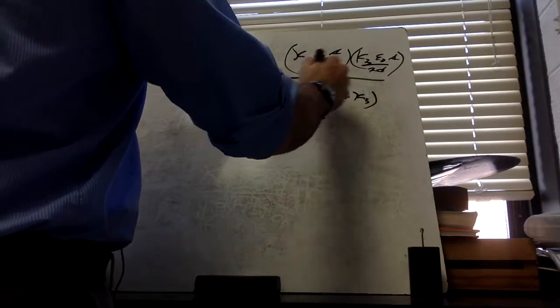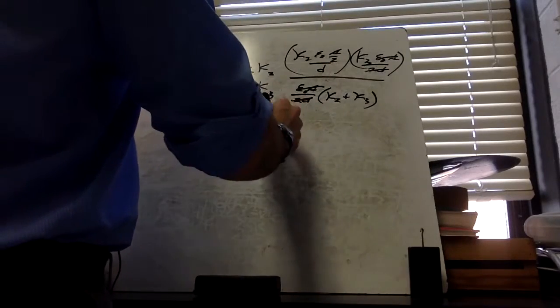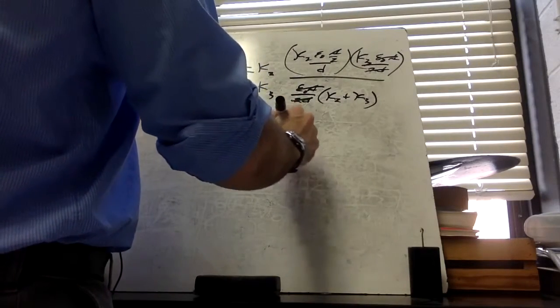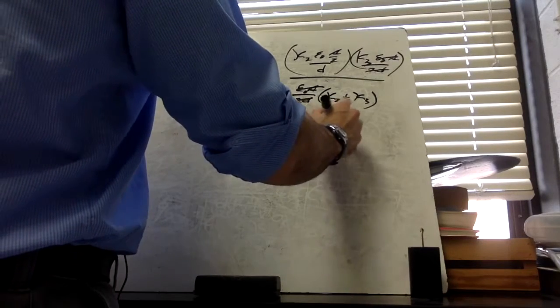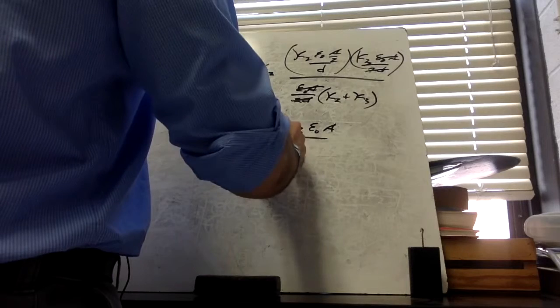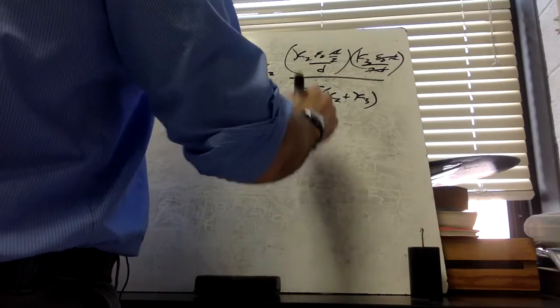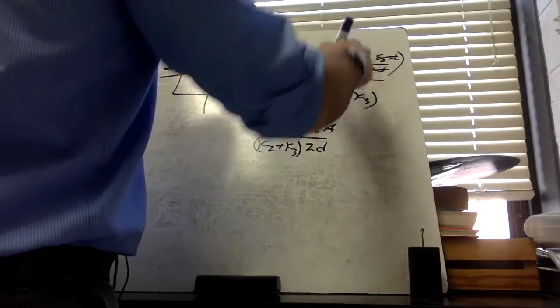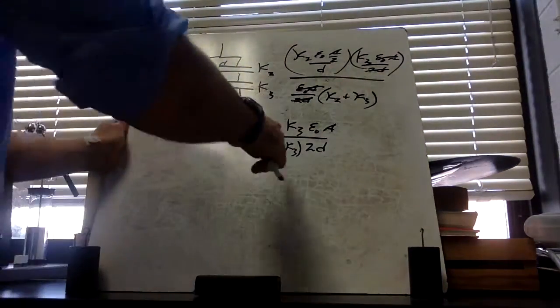So we've got some things canceling out. We'll cancel this out with these guys, and so this ends up being kappa 2, kappa 3, epsilon naught A over kappa 2 plus kappa 3 times 2D. That's the 2D from here down there. Now I'm adding this with this.